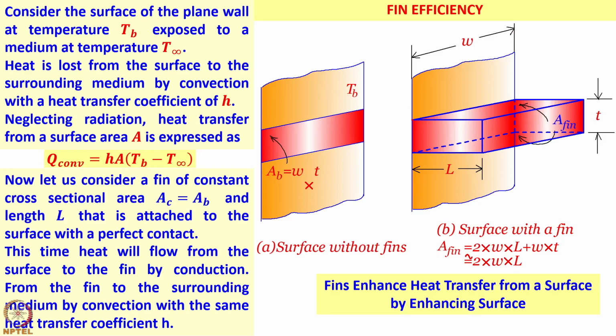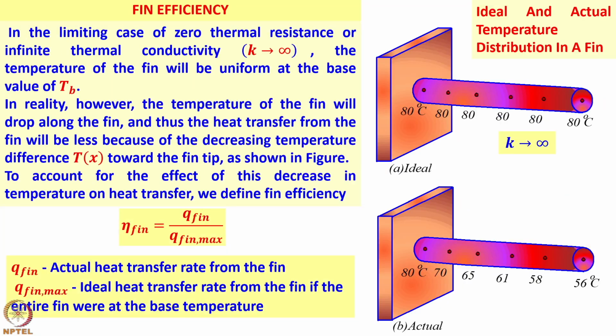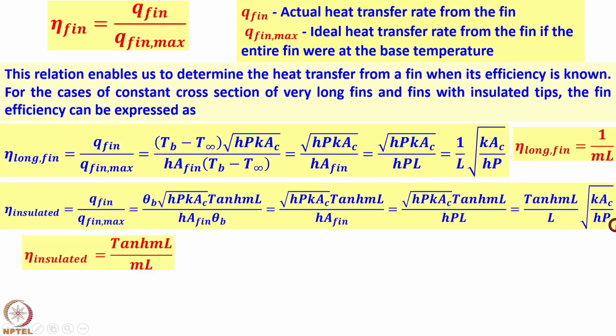So we define what is called fin efficiency by comparing the Q fin with the Q fin maximum, that is, assuming infinite thermal conductivity, where the temperature is going to be uniform. If I derive that, I get the efficiency of the long fin as 1 by ml and the insulated tip efficiency as tanh(ml) by ml. So this is how you can get the efficiency. You would like to keep the efficiency as high as possible.